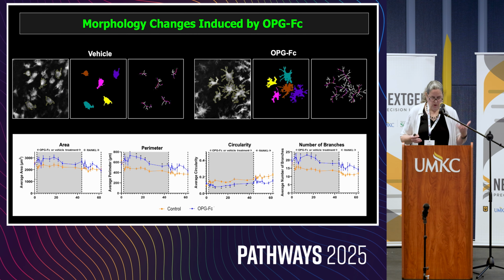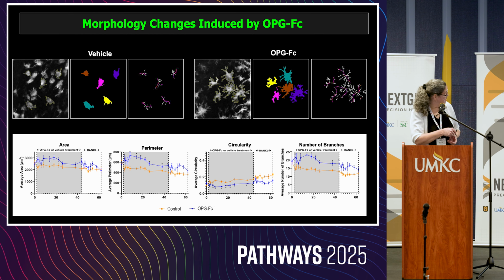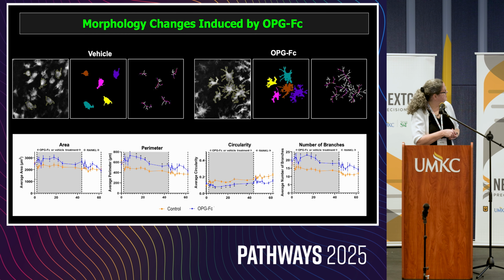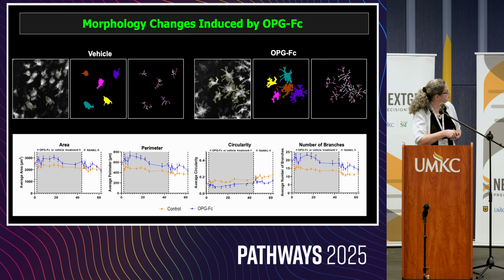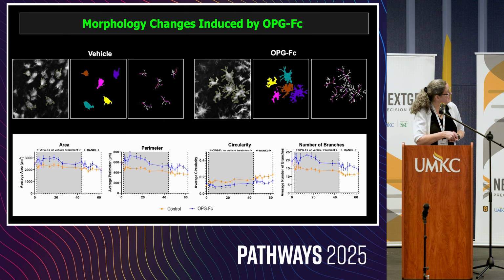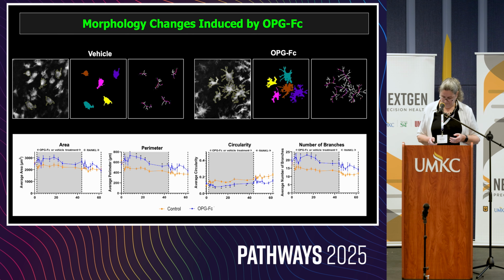So we want to quantify this. We've looked at the morphology changes, and using thresholded and skeletonized images, we're able to show that there was an increase in the cell area, shown in blue here with the OPG, an increase in the perimeter, a decrease in circularity, and an increase in the number of branches.